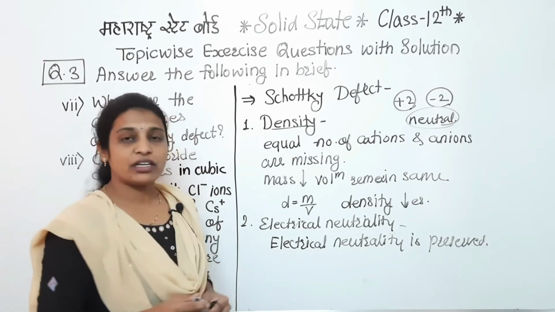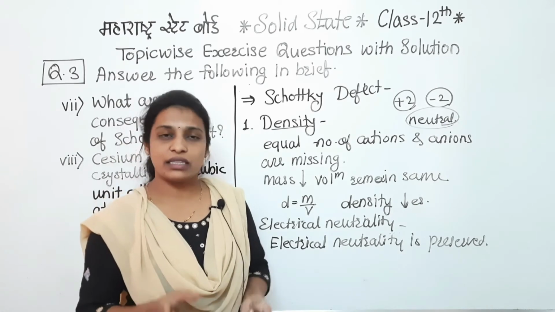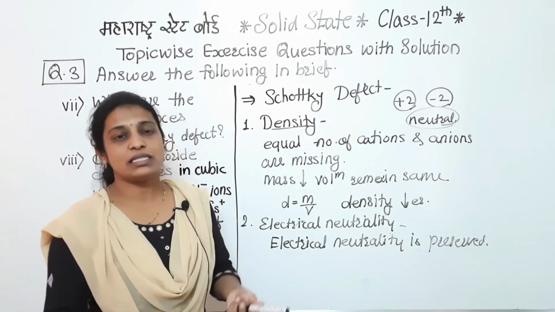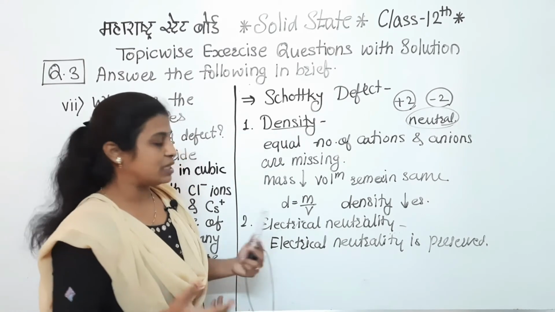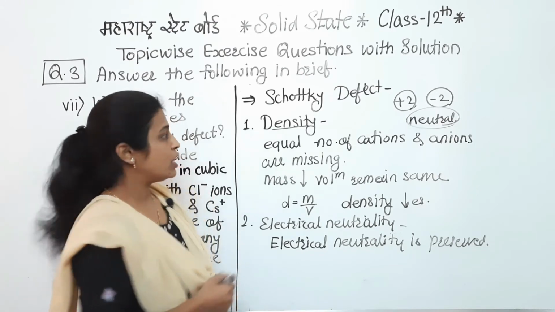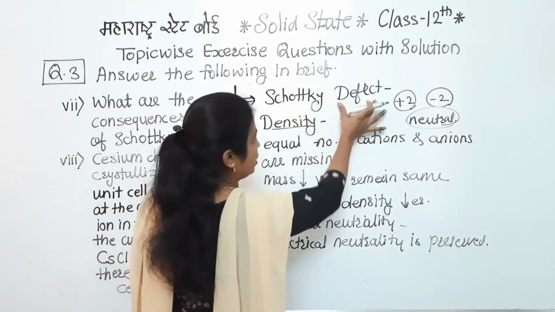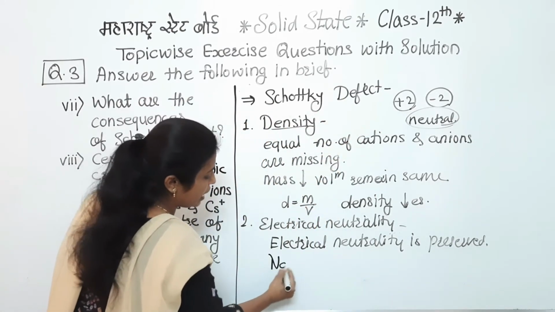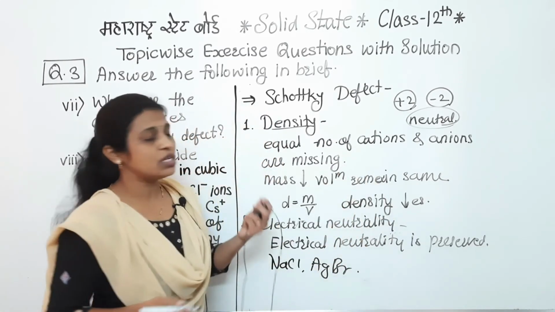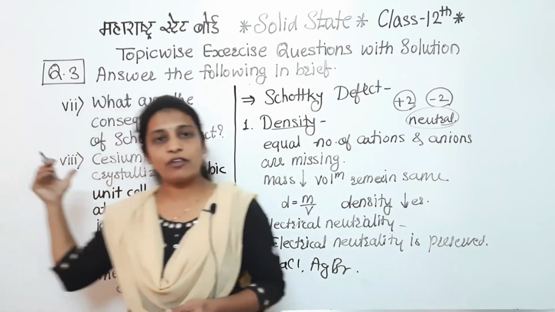So there will be no change in the density. What about the electrical neutrality of the Frenkel defect? In that also the number of cations and anions is the same. So electrical neutrality is also preserved in case of Frenkel defect. If we consider examples, NaCl and AgBr are examples which show the Schottky defect. So here we have completed the first question.